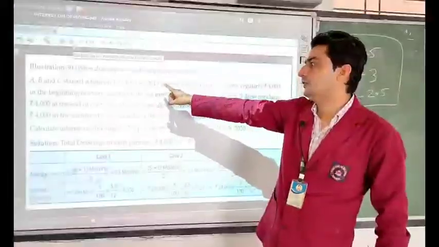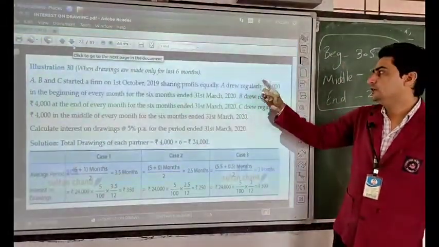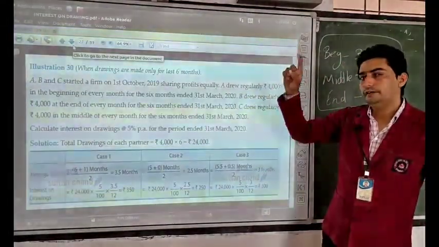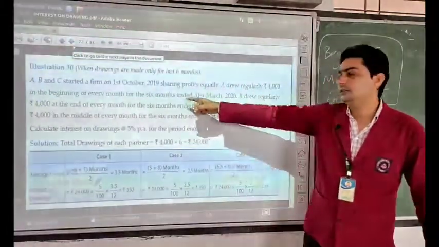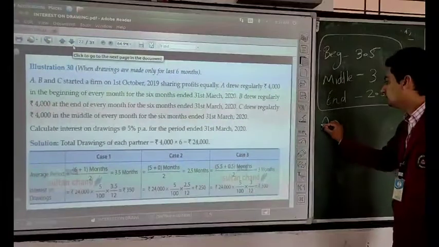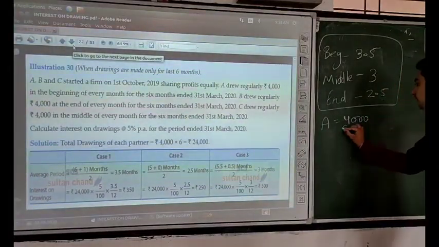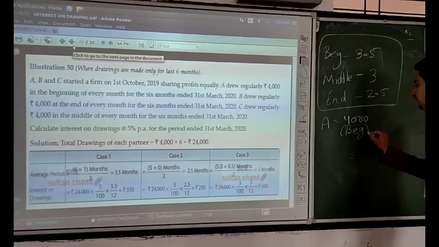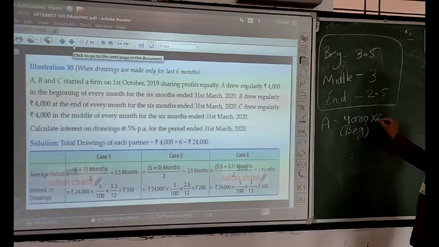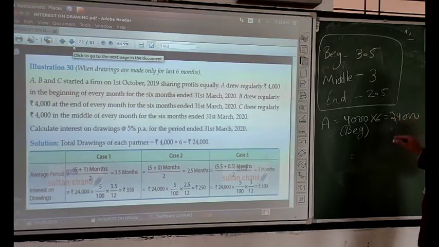ABC started a firm on 1st October 2019, sharing profits equally. A drew regularly 4,000 in the beginning of every month for the 6 months ended 31st March 2020. So A is withdrawing 4,000 rupees each month in the beginning of each month. So for 6 months he will withdraw 4 into 6, 24,000.